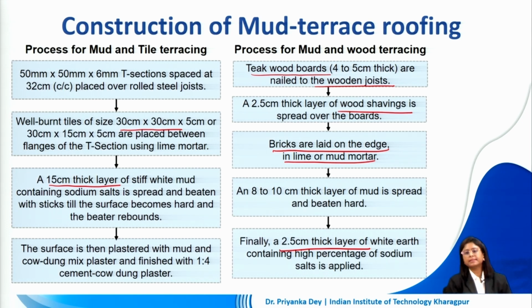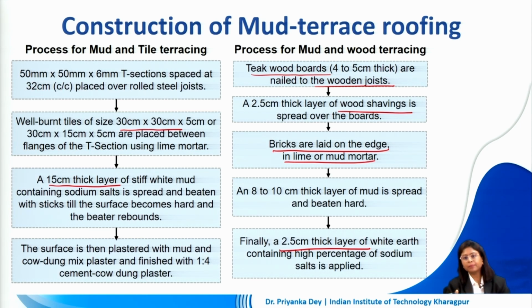So in both the examples, we may have rolled steel joist or wooden joist forming the base. In the case of the previous one, above it we are placing tiles. On the tiles, we are placing the thick mud surface with sodium salts, beating it and then finishing it off with a mud cow dung mix.